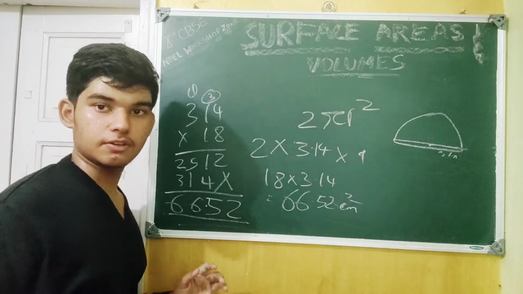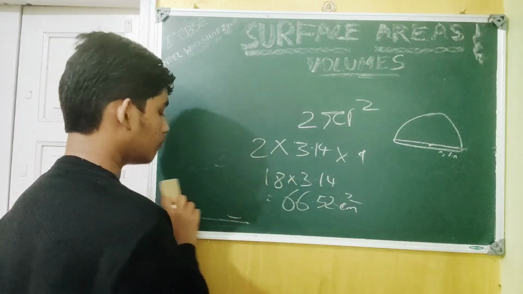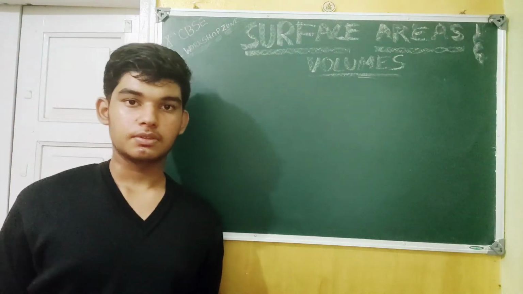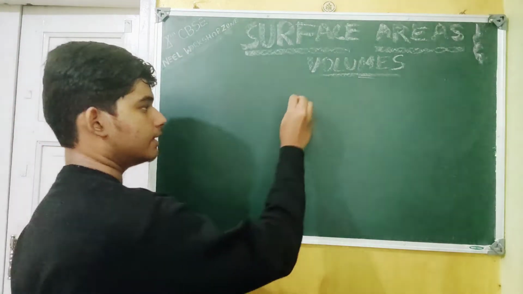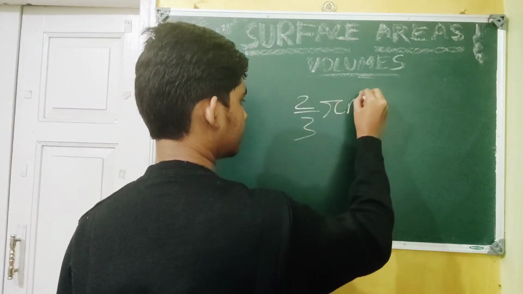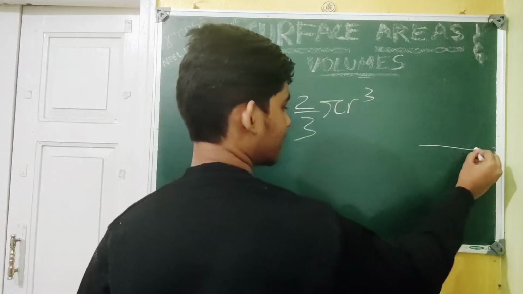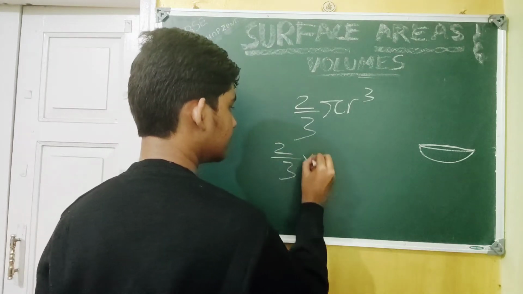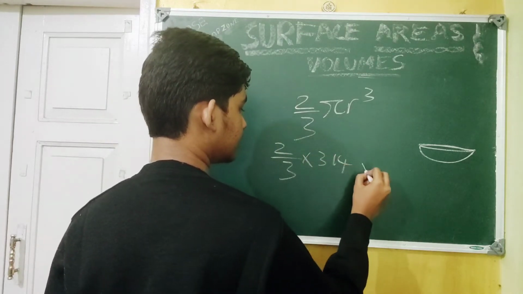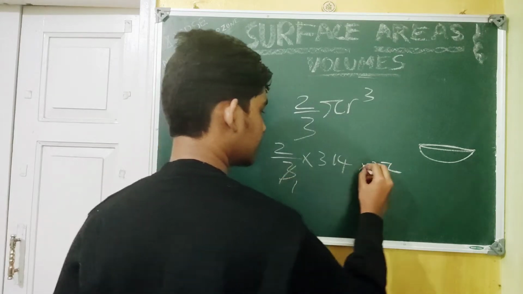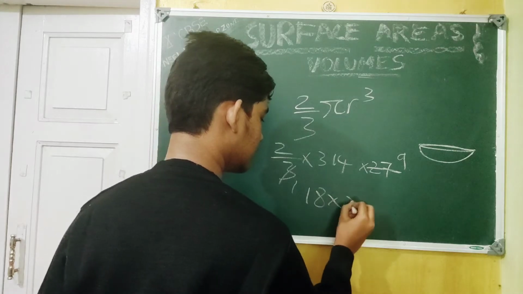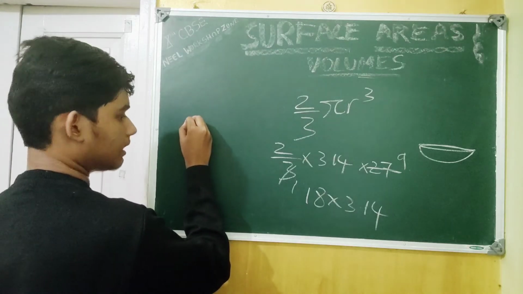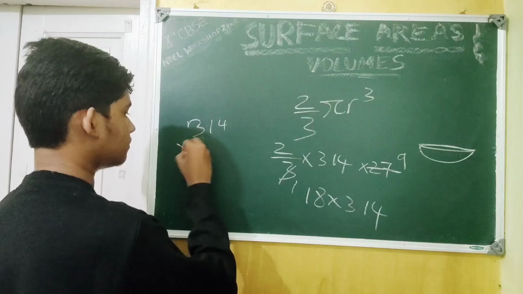Now that we have the total surface area and the curved surface area, let's find the volume. To find the volume, the formula we need to use is 2 by 3 pi r cube. By plugging in the same problem so that we don't get confused, and taking the radius 3, let's do this. So 2 by 3 into 3.14, and 3 cubed is 27. So 9 twos are 18, so 18 into 3.14.